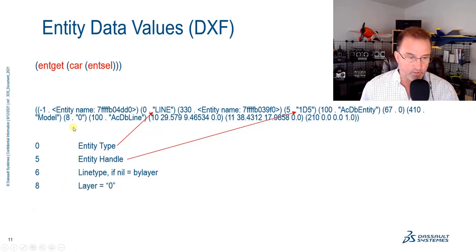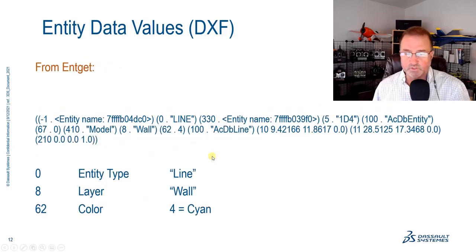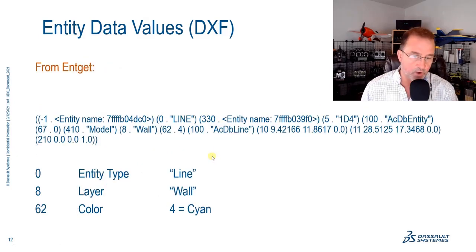So if we go on, you'll notice 8, and we've covered this before, the association list for layer is 8. So you'll notice this line is sitting on layer 0. And then there's 2 more. There's 10 and 11. If you notice, 10 and 11 are both 3-digit numbers. So 10 is often a start point or an insertion point. For instance, if it's a block or other things, you'll see that 10 is that start point. And then in this case, because it's a line, it has a secondary point, which is the end point, which in this case is 3 numbers, 38, 17, 0. So those are the start point and end point of the line. For the most part, these are probably the most useful pieces of information you're going to grab from these objects.